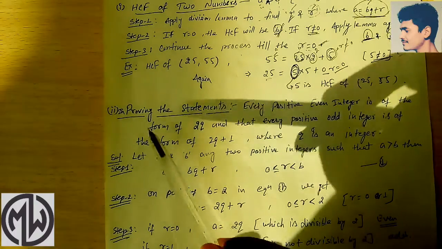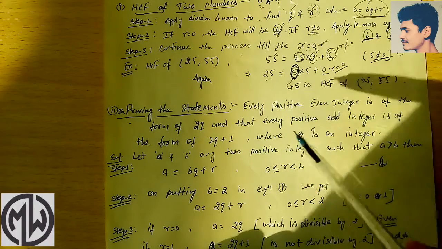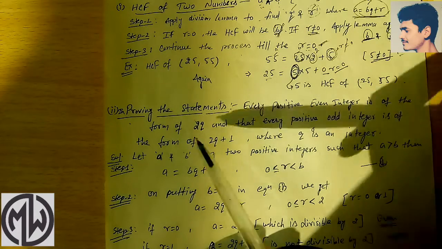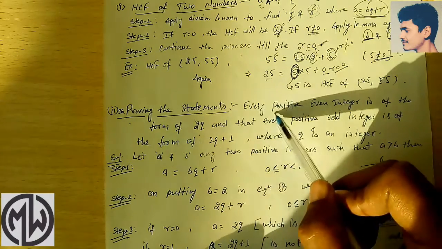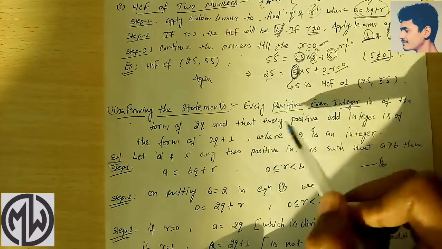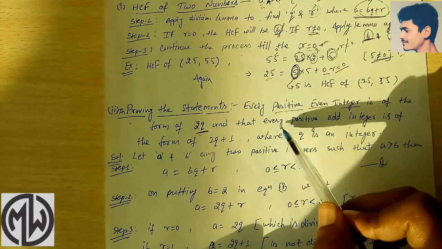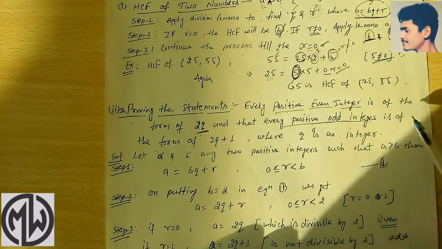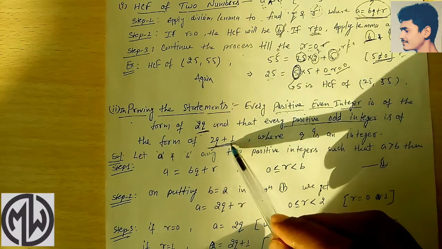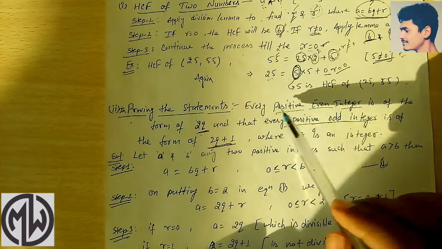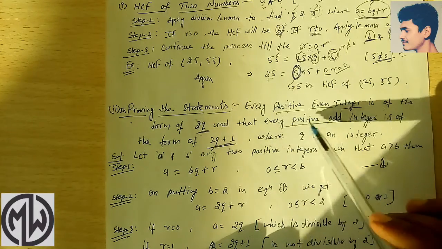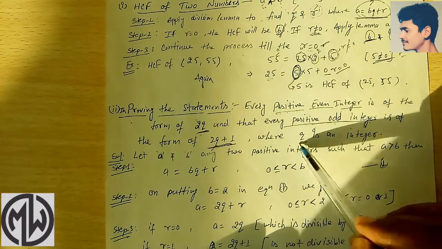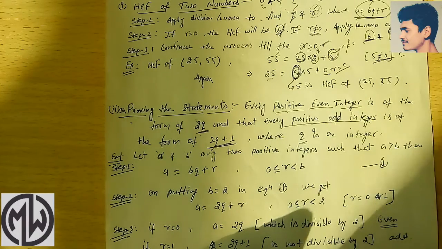Okay, next is your second use of this division lemma in proving statements. We have one statement: every positive even integer is of the form 2q, that is, every positive even integer we can write in the form 2q, and every positive odd integer can be written in the form of 2q plus 1. Even integers we can write in the form 2q and odd integers can be written in the form 2q plus 1, where q is an integer.